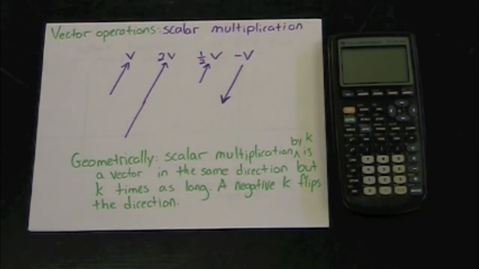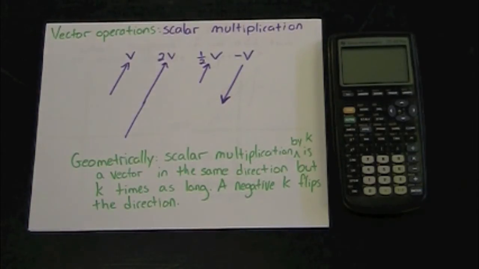Let's spend a minute talking about some vector operations. To start with, scalar multiplication. You may remember when we talked about matrices earlier in the year, or during your Algebra 2 class, that scalar multiplication is just multiplying by a number.